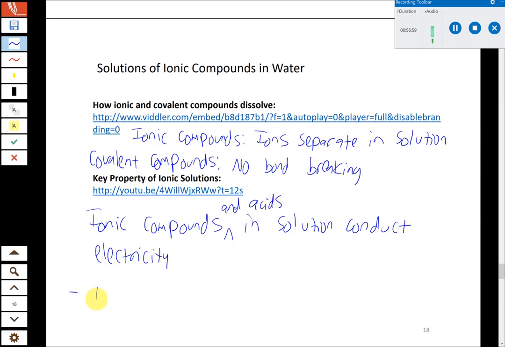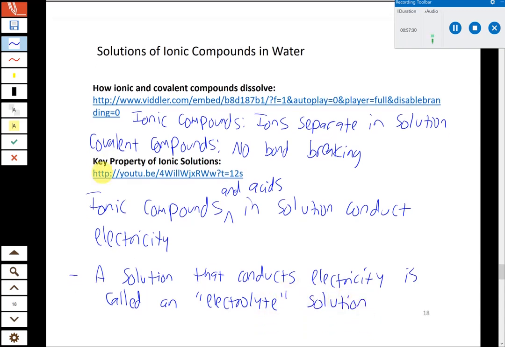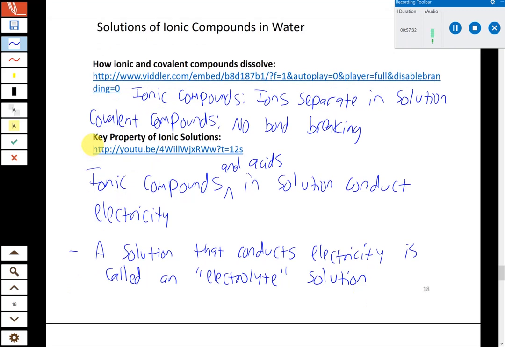And then what we call a solution that conducts electricity is an electrolyte solution, okay? So any solution that conducts electricity, which as we said is typically ones that involve ionic compounds or acids, those are going to be referred to as electrolyte solutions. Electrolyte also has a sort of nutritional context that you might be familiar with, but in this chemistry sense, it means a solution that conducts electricity, okay?